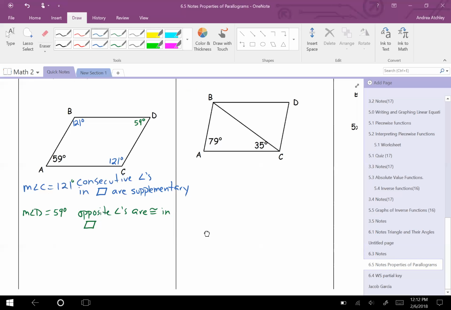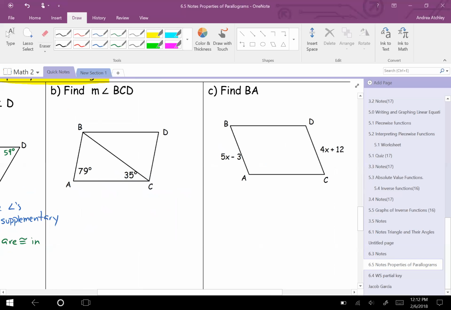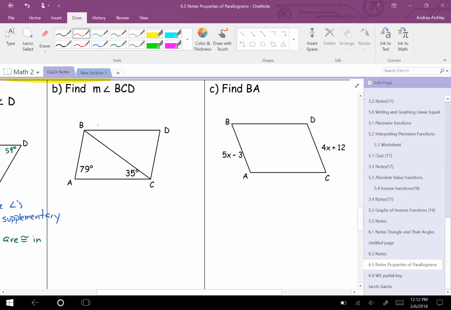Okay, so our next one. Find the measure of angle BCD. So here's B, here's C, here's D. So find the measure of this angle here. There's a couple different ways we can do this. I'm going to put an X there so we know it's X. Any idea how I can find that? Very good.